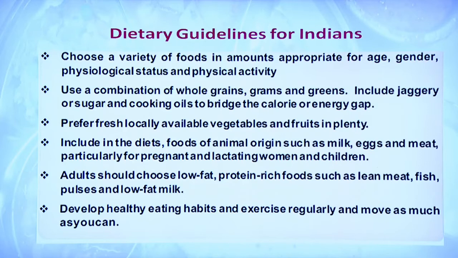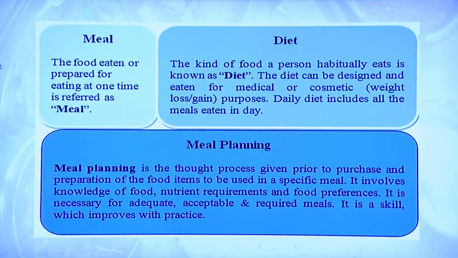Include in the diet foods of animal origin such as milk, egg and meat, particularly for pregnant and lactating women and children. Adults should choose low fat protein rich foods such as lean meat, fish, pulses and low fat milk. Develop a healthy eating habit and exercise regularly and move as much as you can. If this much is understood very clearly, now we can move forward to plan the diet.